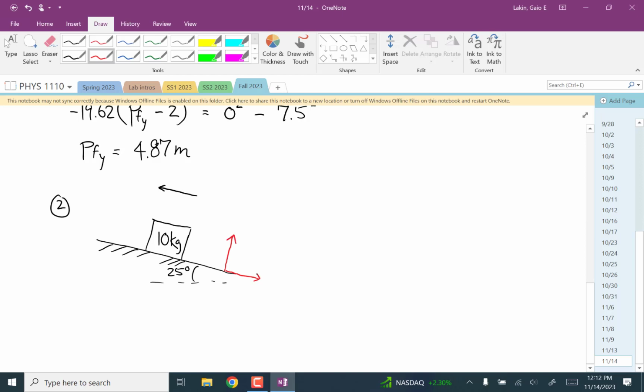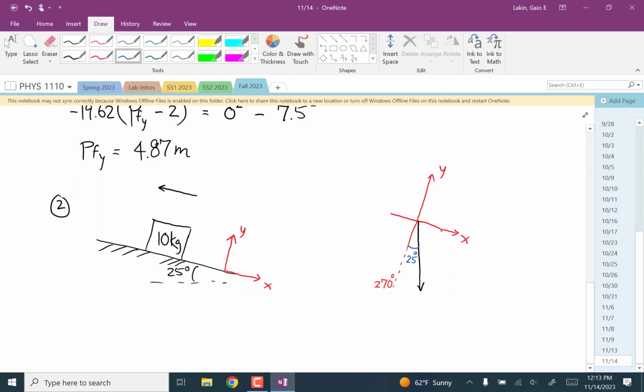We're going to use a rotated coordinate system. And so that means that we're going to have a funky expression for the weight force. So let's figure out what that's going to be first of all. The weight is straight down. If this is the 270 degree line, you can see that this weight force is 25 degrees from the 270 line, like that.